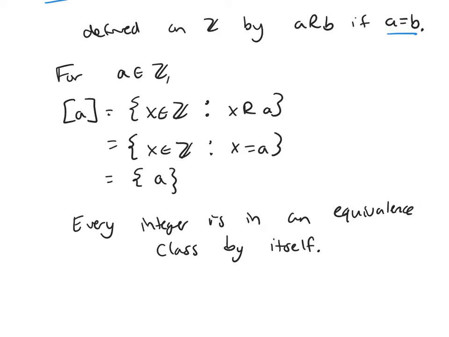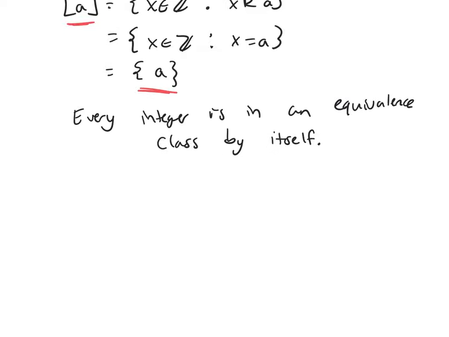So if I look at my equivalence classes here, my equivalence class is a set with just one integer in it, the integer A. So every integer is in an equivalence class by itself. Let's look at another example.